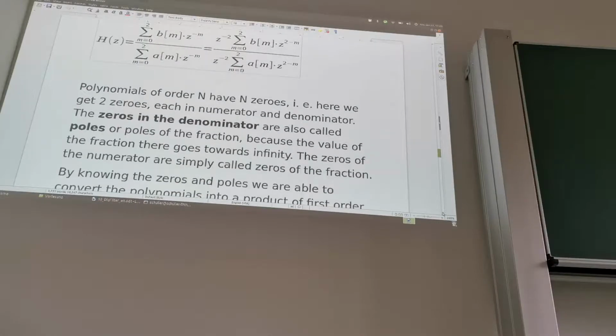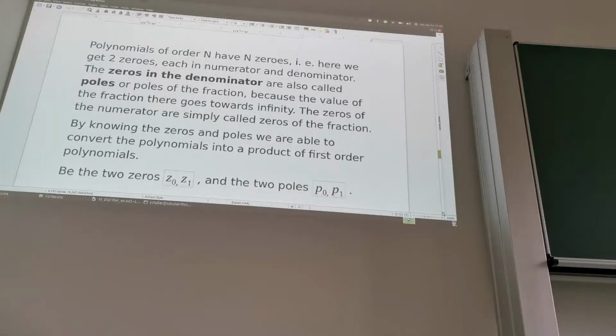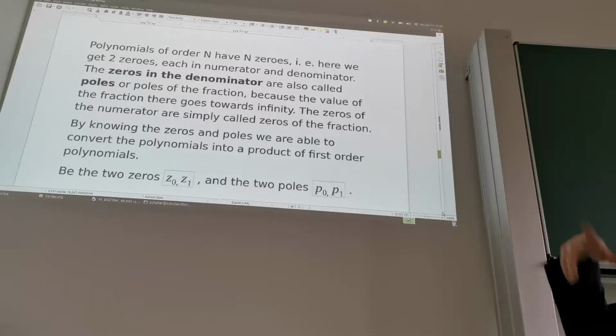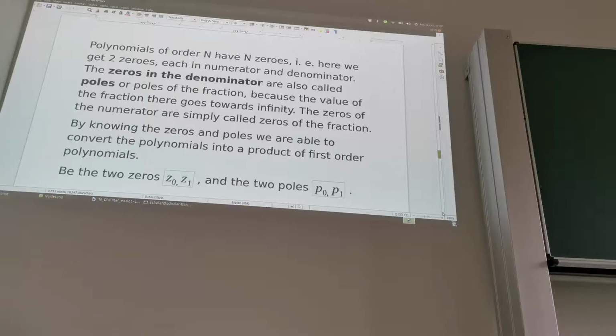So polynomials of order n have exactly n zeros or roots. That means here we get 2 zeros each in numerator and denominator. The zeros in the denominator are also called poles, or poles of the fraction, because the value of the fraction there goes towards infinity. Right? We have something divided by something very small, then it goes to infinity. The zeros in the numerator are simply called zeros of the fraction.